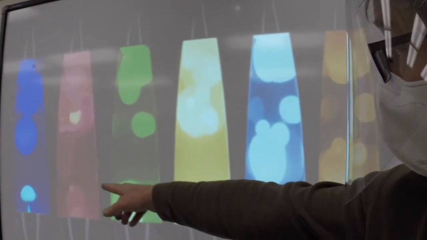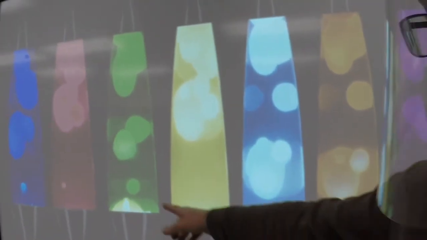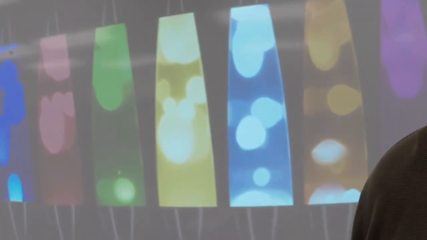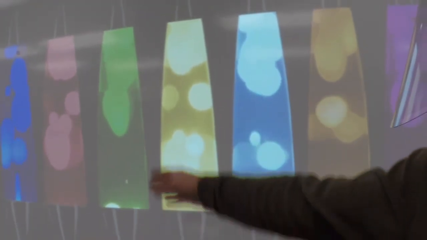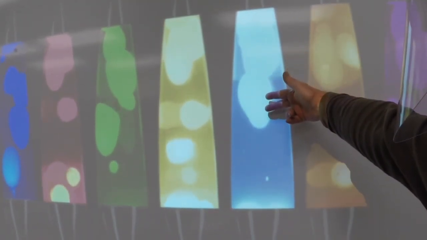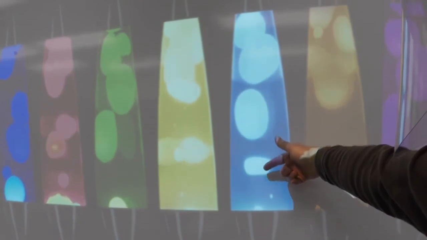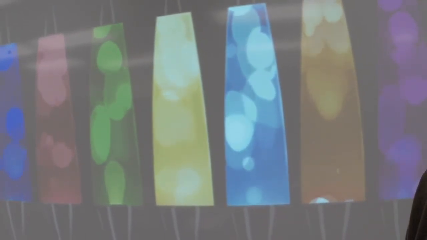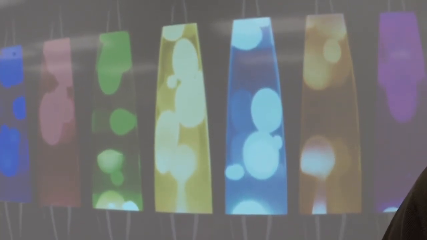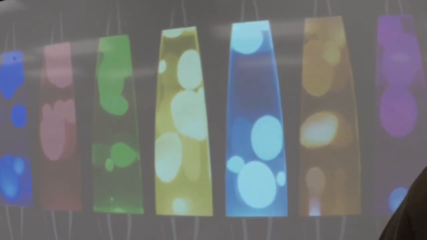And so when it's hot, where's one that's rising? The red one over there, or that one, or this green one. When it's hot, that blob rises upward because it's less dense, huh? But once it gets up there, it's away from the heat source, and it cools down again, and it becomes more dense and sinks. And we have this full-on cycle of convection currents within each lava lamp.